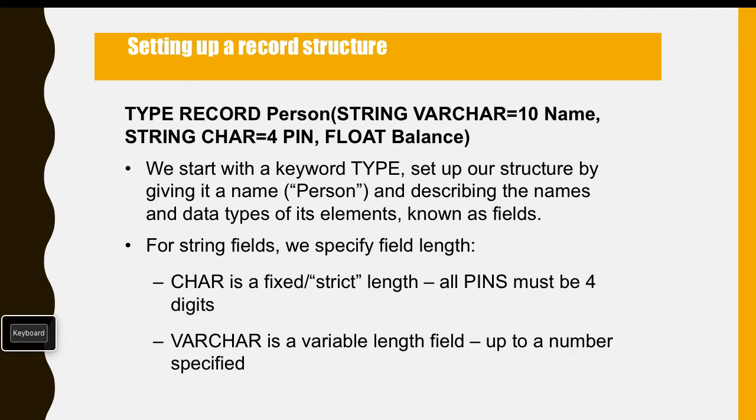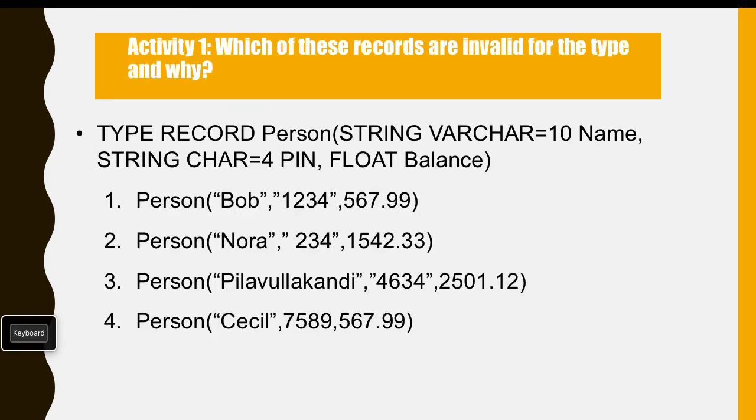Now, if you did understand it, I'm just then going to go through the next slide, which is going to test your understanding of that slightly. So we've got a small activity here. We've got the same definition for the record that we had on the previous screen. And the question is asking which one of these records are invalid for the type and why. Okay, so what we want to do is identify which one is perfectly valid and which ones are invalid.